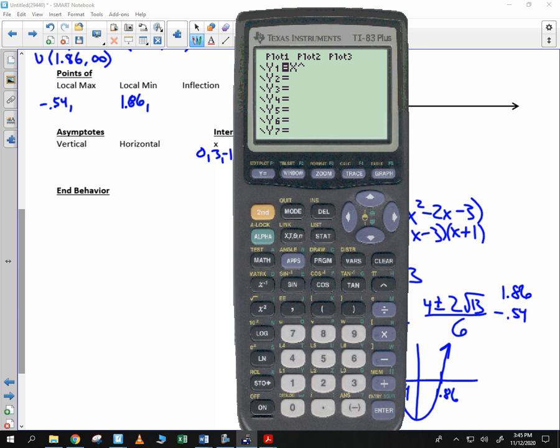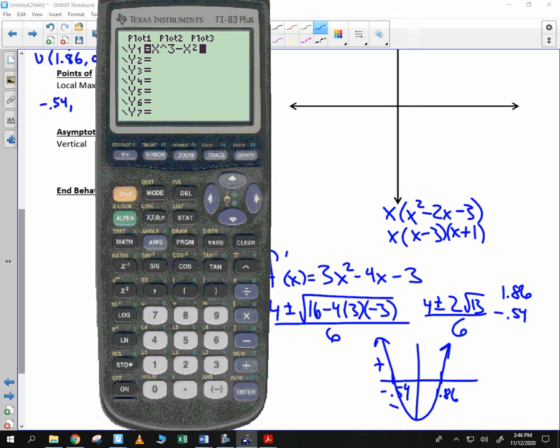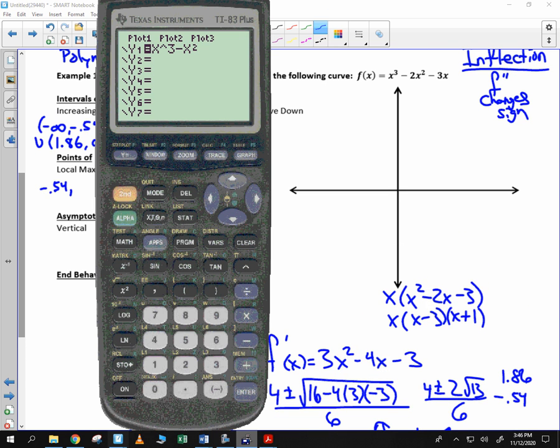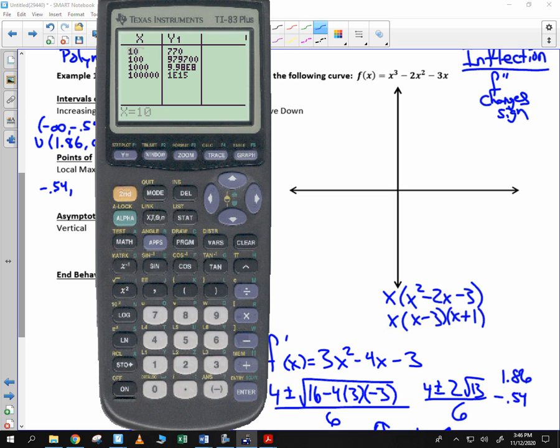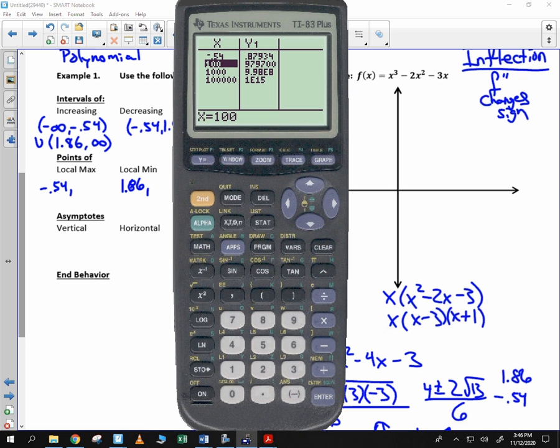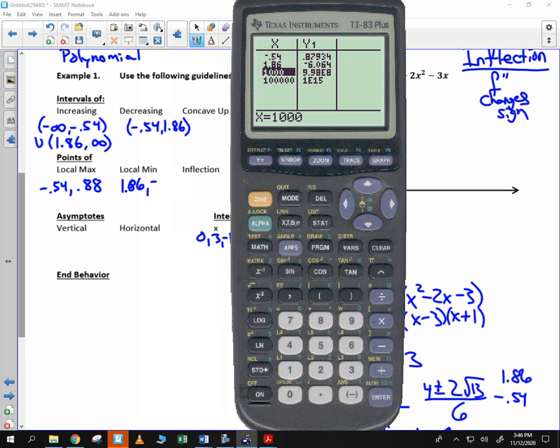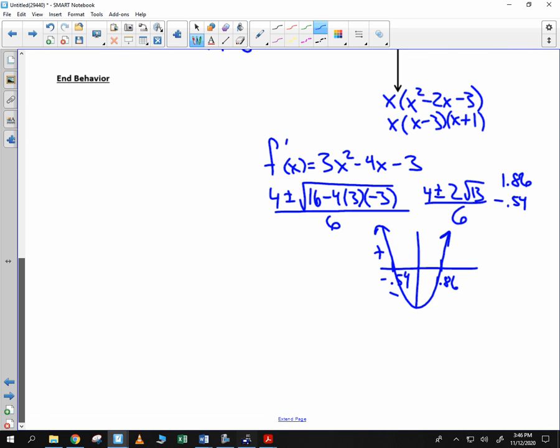I have x cubed minus x squared. I'm sorry, is it 2x squared? I can't remember. Let's see here. 2x squared minus 3x. As I go to my table, I type in negative 0.54. I have a y value of 0.88. As I type in 1.86, I get a y value of negative 6.06. All right, that's our first derivative test.